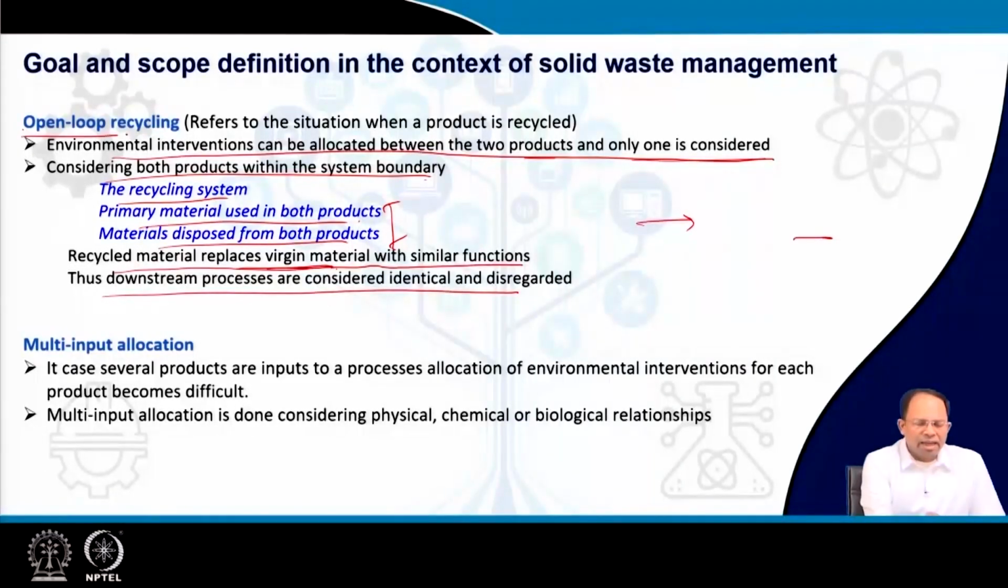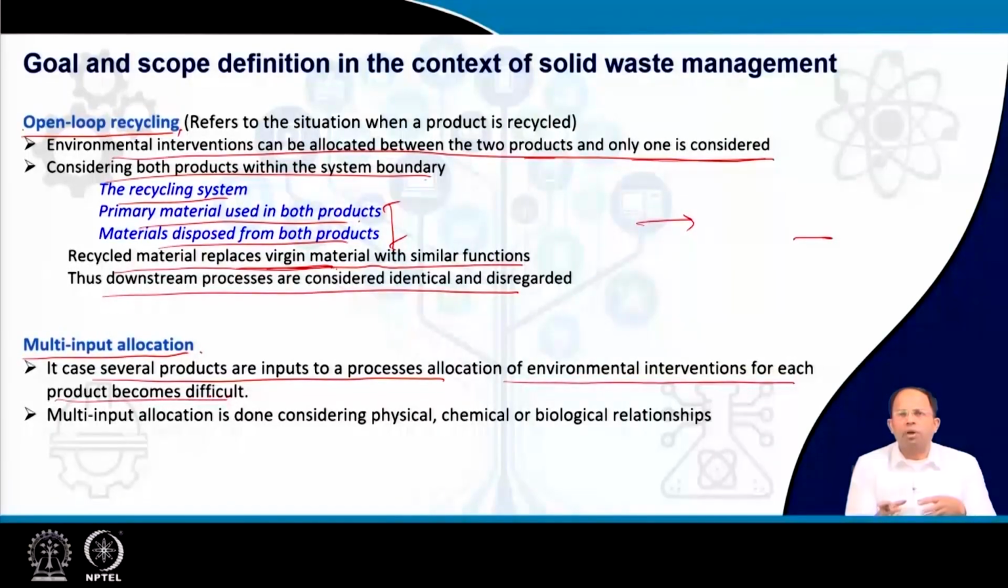Open loop recycling is another aspect that we should be careful about. Then multi-input allocation. In case several products are inputs to a process, allocation of environmental interventions for each product becomes difficult. For making one product, there is a certain process, but it requires many products to go into that. As I have shown you, we can break a product into many components. Once that is there, which product component is leading to which pollution is very, very difficult. So, this is something which is very problematic.